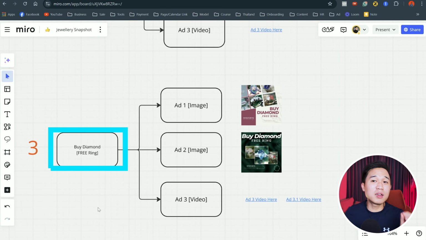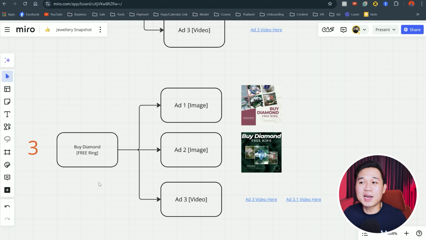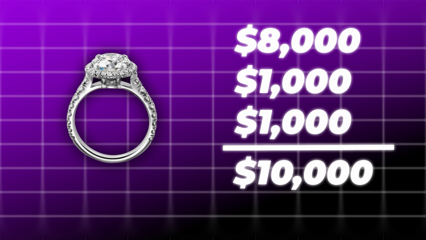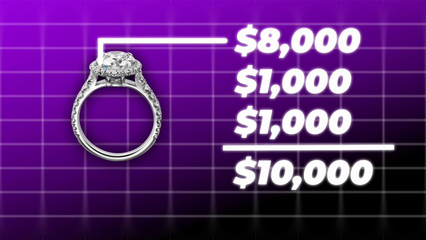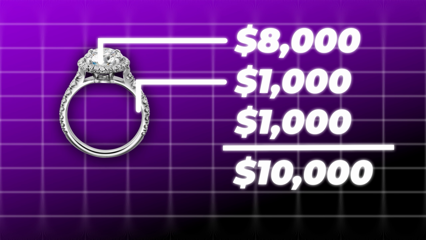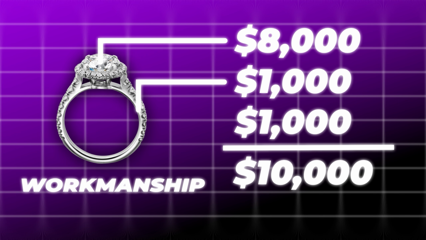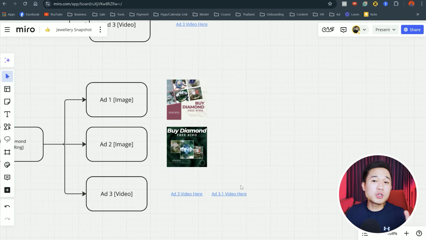Now the third campaign is what we call a buy diamond get free ring. Again, if you're new to this industry, 95% of the ring price is actually in the diamond, not in the metal such as gold or platinum, even though they are expensive metals. So for example, if the ring costs $10,000, $8,000 is about the cost of the diamond, $1,000 is the cost of the metal, and another $1,000 is probably the cost of workmanship of putting the ring together. Again, every shop and every price will be different, but this is generally speaking.